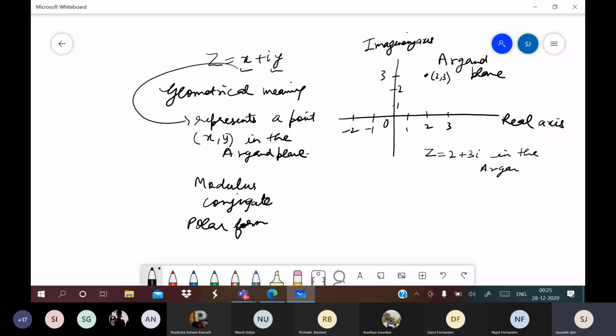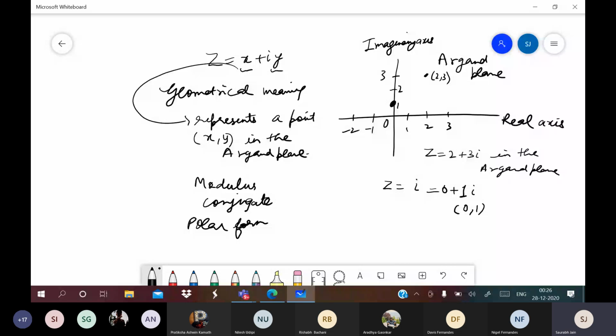This is the meaning. If I want to plot this complex number iota, which was the first, most basic complex number, that means I want to plot a point 0 comma 1 in the Argand plane, and it will be somewhere here, right? This point is your iota. So if someone asks what is the geometrical meaning, you will say that the complex number x plus iota y represents a point x comma y in the Argand plane, okay. This is the meaning of complex number.